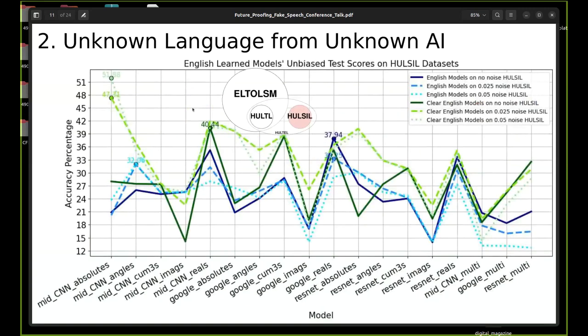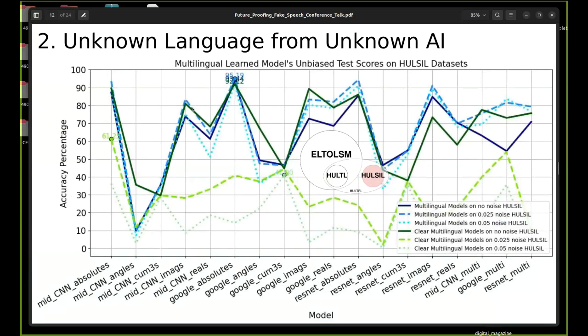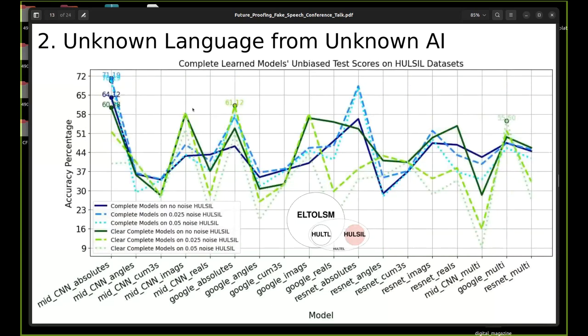Here is the small diagram for the second scenario, unknown language from unknown AI. It focuses on the tests performed on the full SILT dataset. Since it's outside the overlap circle, there is no overlap of languages, and the text-to-speech model is not seen by the models in training. English learned models scored worse than random decision; almost all of the scores are below the 50% line. Multilingual models scored all sorts of scores between 0 and 100, and complete models scored in between the previous two.